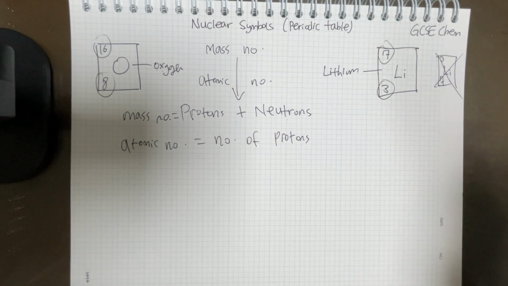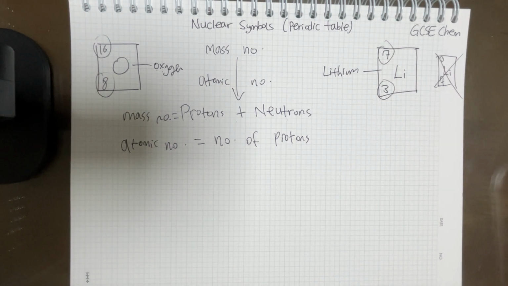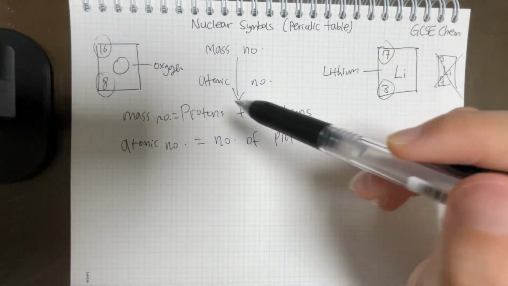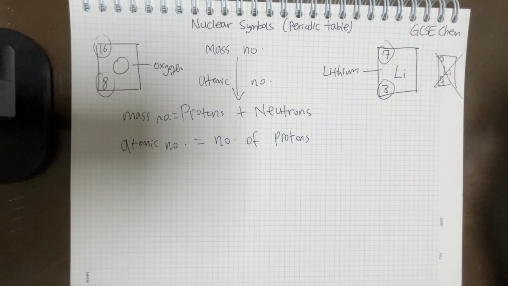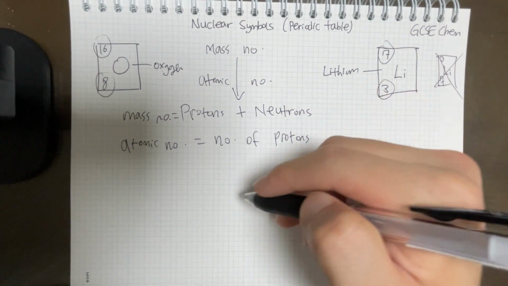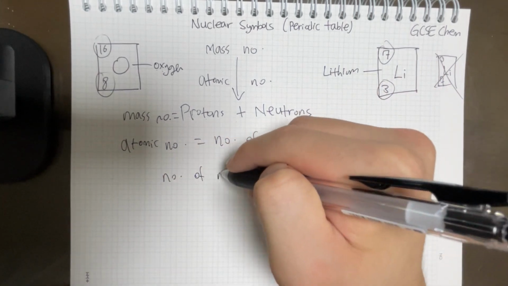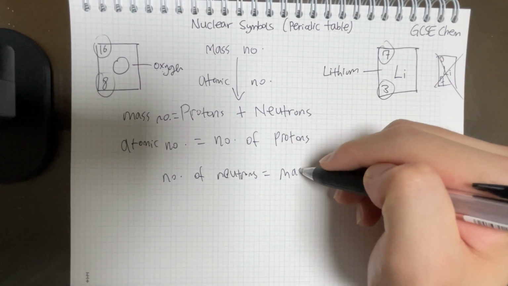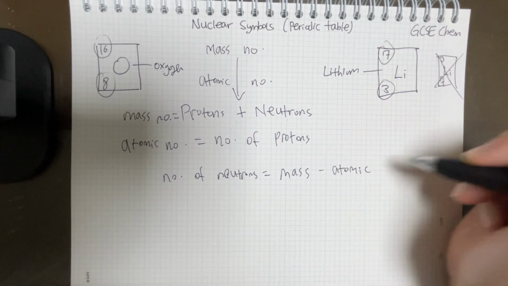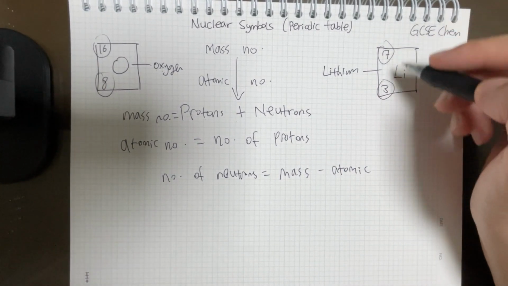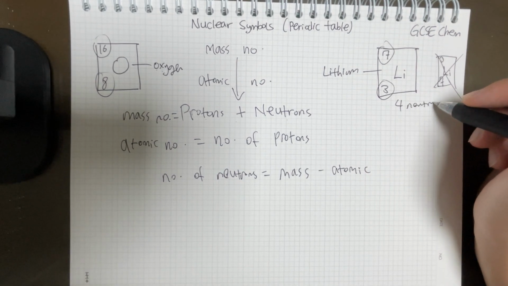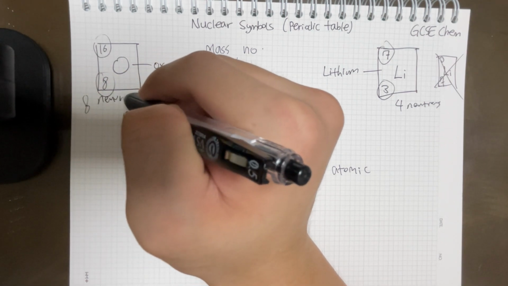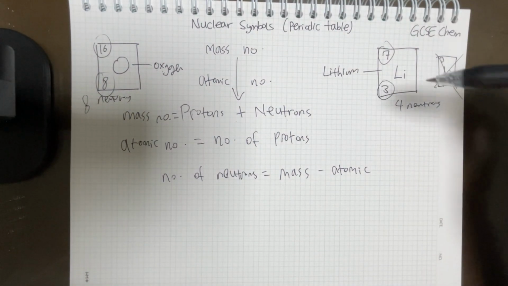So the mass number is always bigger. It can't be smaller because that's not possible, is it? So the mass number is protons plus neutrons, the bigger number. And the atomic number, the smaller number, is the number of protons. So that means that if you want to calculate the number of neutrons, we can just minus the atomic number from the mass number, the bigger number minus the smaller number. So lithium has 4 neutrons. Oxygen has 16 minus 8, so 8 neutrons. So just minus the smaller number from the bigger number to calculate the number of neutrons.